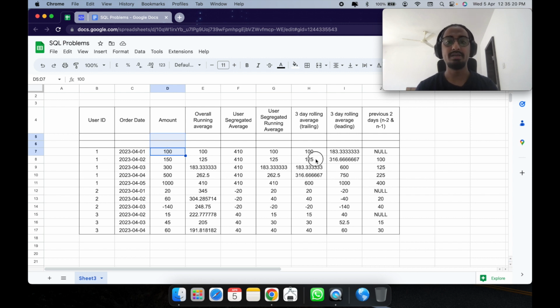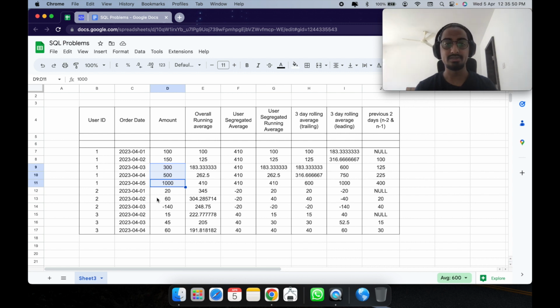Now it's 125 here because it's the average of 150, 100 and none. Coming down to the next one, it's 183.33 because it is the average of the previous 2 and the current row, and so on and so forth. Here it's 600 because it's the average of 1000, 500 and 300. So that is the rolling average for this user.